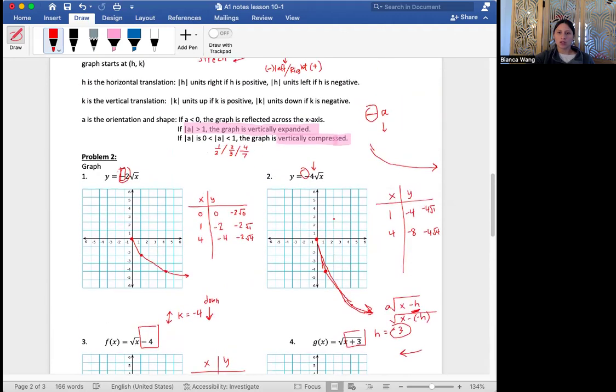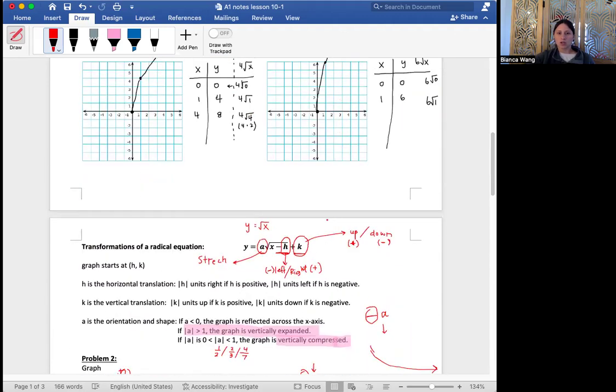Really being able to interpret and understand this transformation of a radical equation, understand the a, the h, and the k, what that does to a graph will help you significantly not feel overwhelmed by graphing it and having to come up with all those points on a table to see what it looks like, but you'll have an idea of where this graph is going.